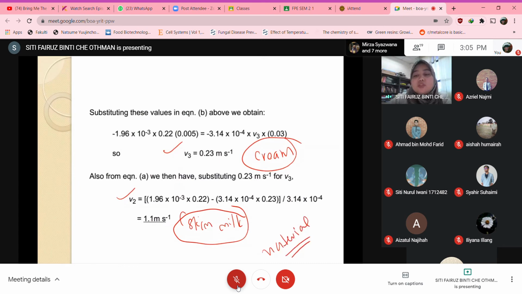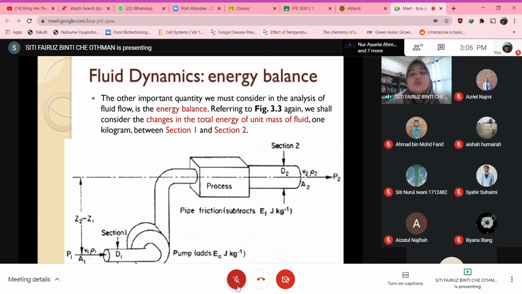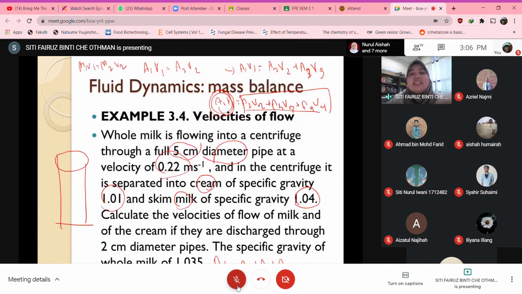Okay, and sepatutnya all this velocity add up macam V2, V3 should equals to velocity 1. Okay, contoh je lah, pening kepala kan, tapi tak apalah nanti korang tengok balik. Okay, alright, so this is mass balance tau. Mass balance maksudnya raw material.